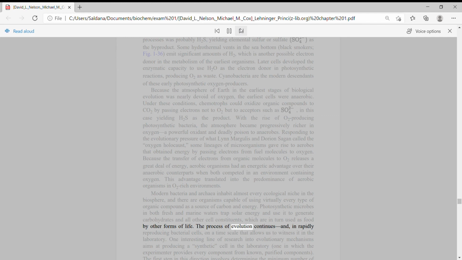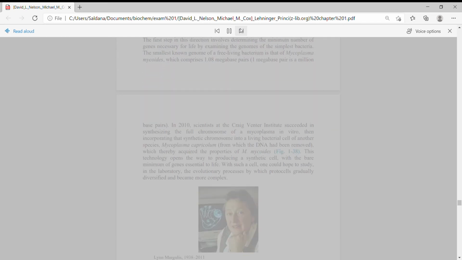The process of evolution continues, and in rapidly reproducing bacterial cells, on a time scale that allows us to witness it in the laboratory. One interesting line of research into evolutionary mechanisms aims at producing a synthetic cell in the laboratory, one in which the experimenter provides every component from known, purified components. The first step in this direction involves determining the minimum number of genes necessary for life by examining the genomes of the simplest bacteria. The smallest known genome of a free-living bacterium is that of Mycoplasma mycoides, which comprises 1.08 megabase pairs; 1 megabase pair is a million base pairs.